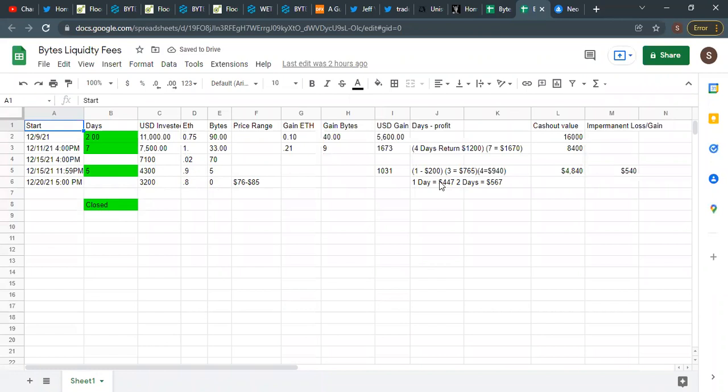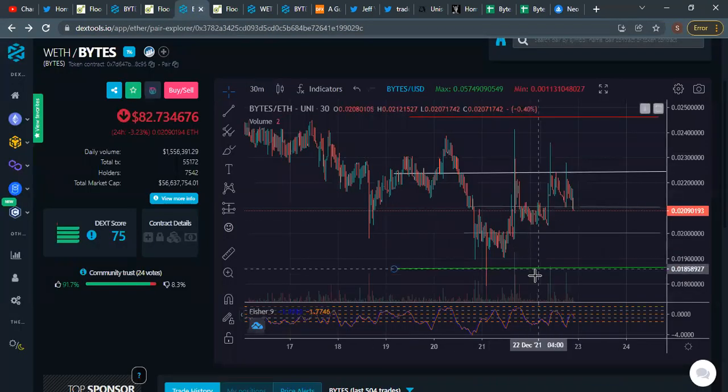And yesterday I was at 447. Today I'm only up about $120, and that's because I'm providing liquidity in this range here. We had this big move above where my liquidity is, and that's the risk that I take. But I feel comfortable doing that.